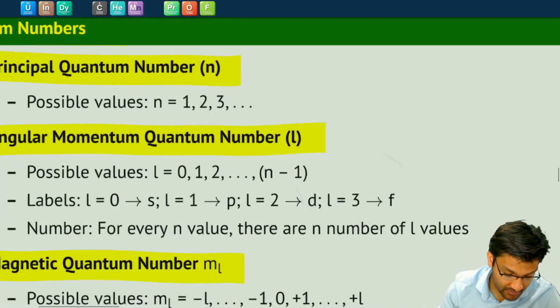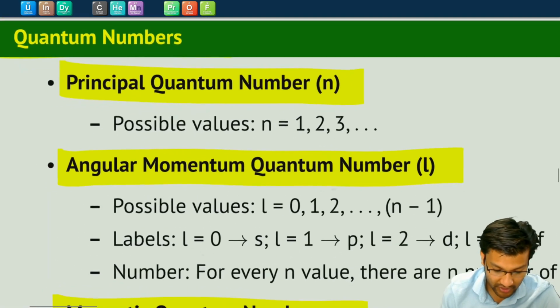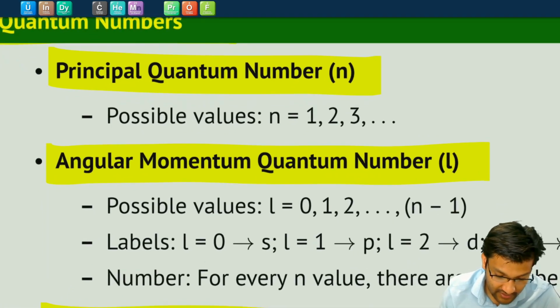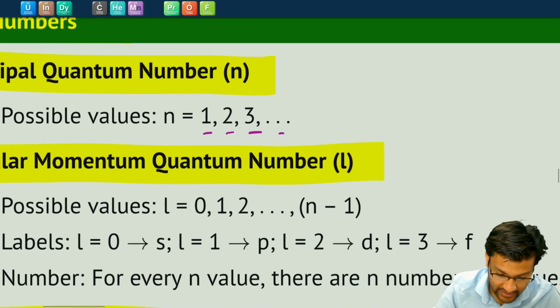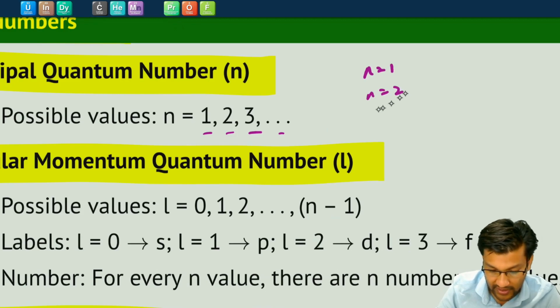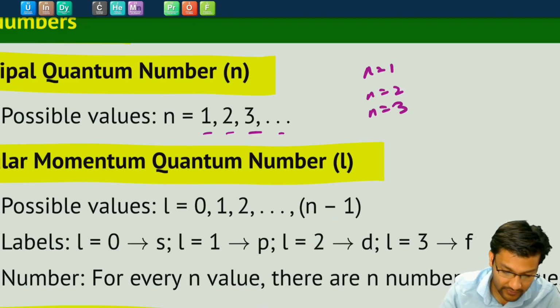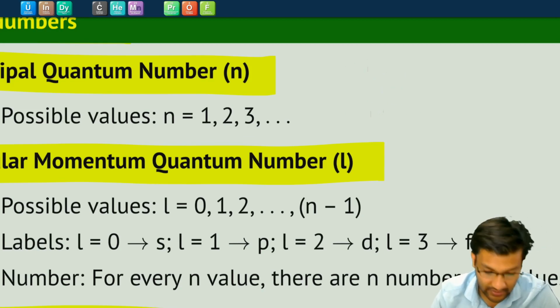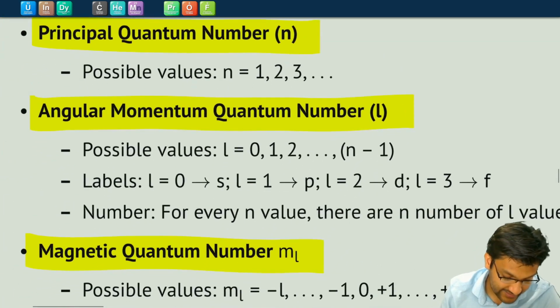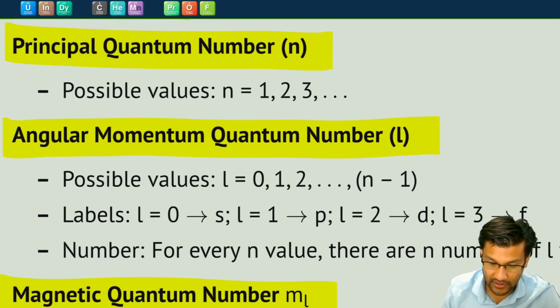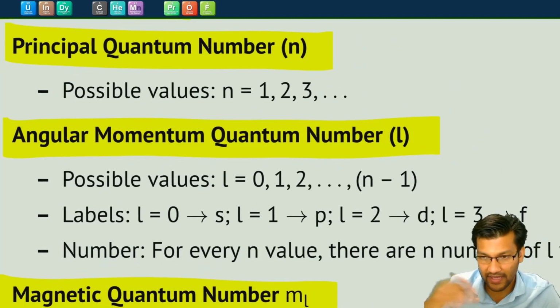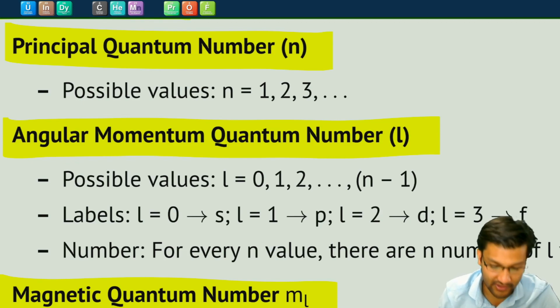The principal quantum number is the most important one, and its values could be any integer: 1, 2, 3, 4, and so on. So n could be equal to 1, or n could be equal to 2, or n could be equal to 3, and it doesn't really depend on anything else, except everything else will depend on what that n value is. The principal quantum number is the most important one for determining the energy of that electron.